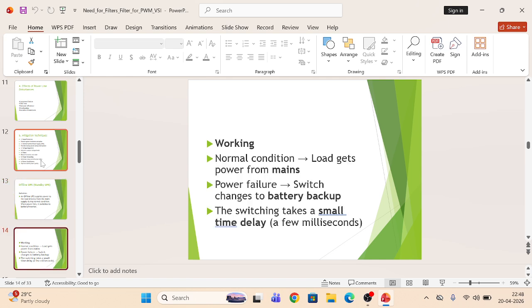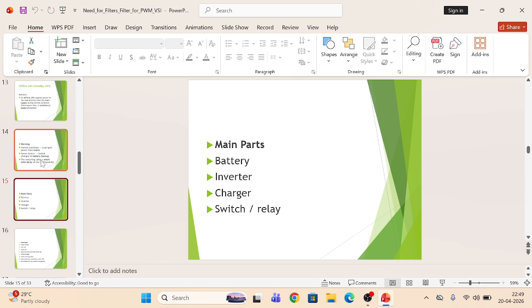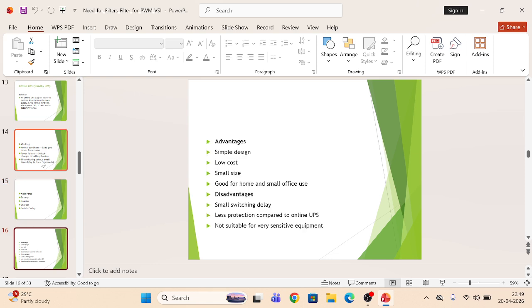The working is: during normal condition, the load gets power from mains. When power failure happens, the switch changes to battery backup. The switching takes a small time delay, that is a few milliseconds. The main components in offline UPS are battery, inverter, charger, switch and relay.